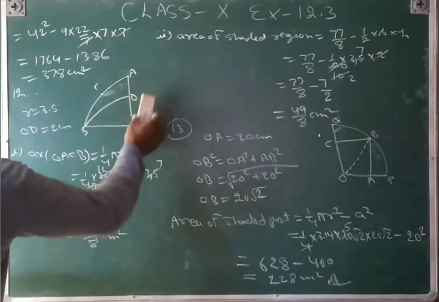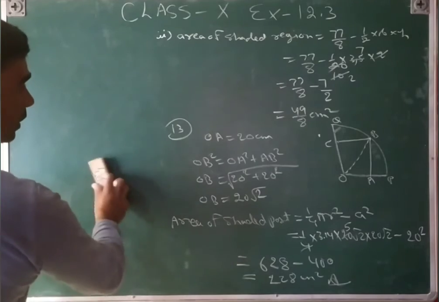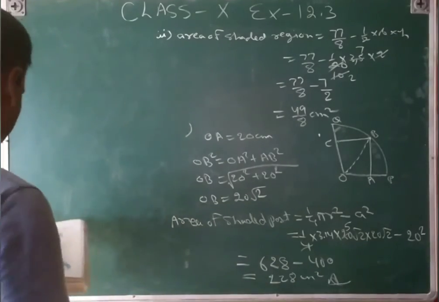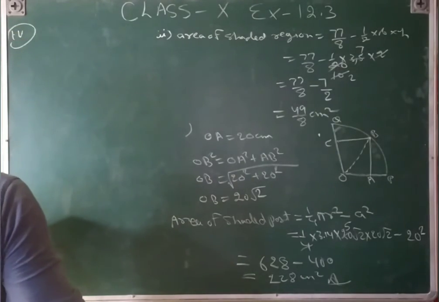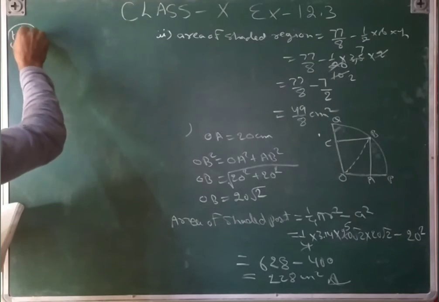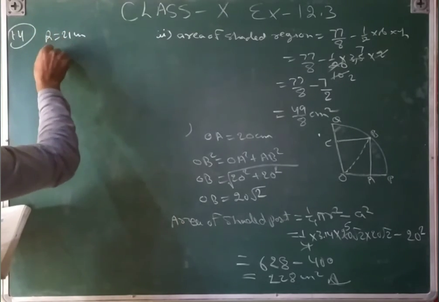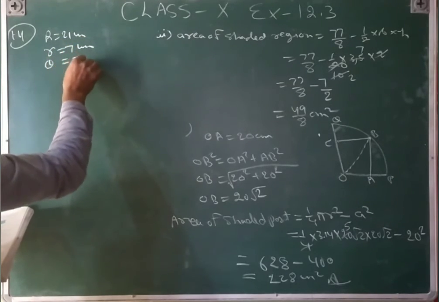And then the next question. The 14th question, not 13. In the 14th question, the first R is given as 21 centimeter, the second R is given as 7 centimeter, and then theta is given as 30 degree.